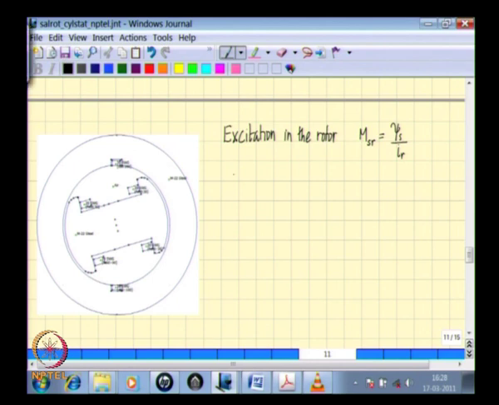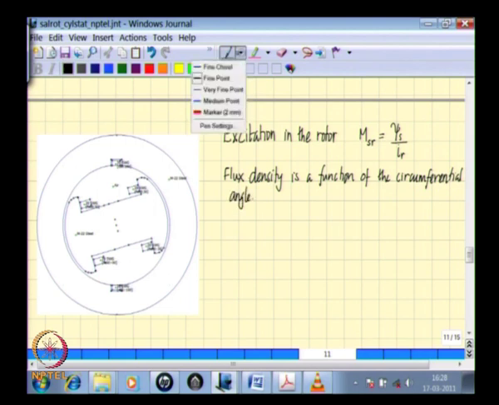So now the question is, flux density around the air gap is dependent on the circumferential angle. By circumferential angle, what we mean is the angle that you would traverse if you travel along the inner circumference of the stator. That is your circumferential angle. We start with 0 here and then travel around, reach 180 here and then back to 360 here. We have seen that the flux density is dependent on the circumferential angle. For some place it is 0, then maximum flux, then 0 and so on, right.